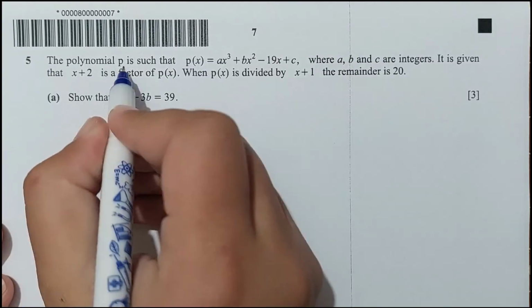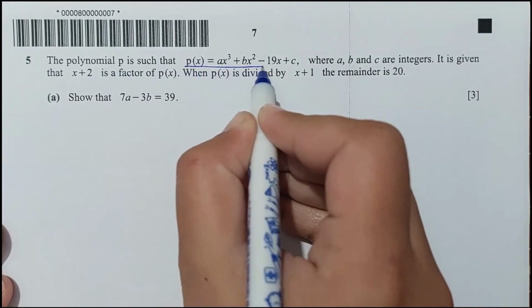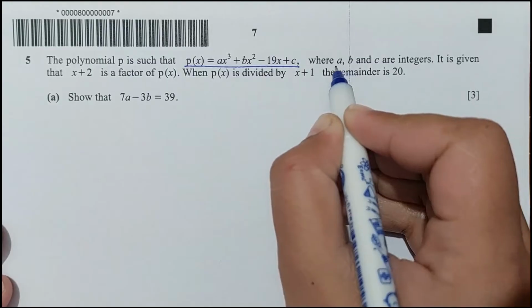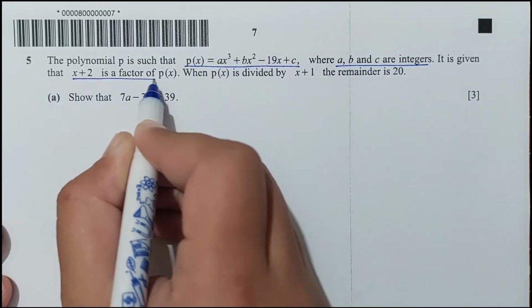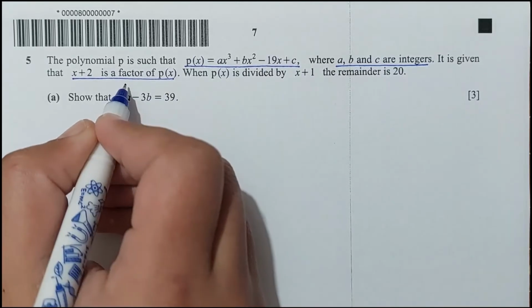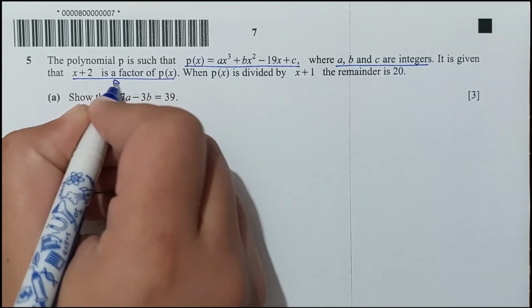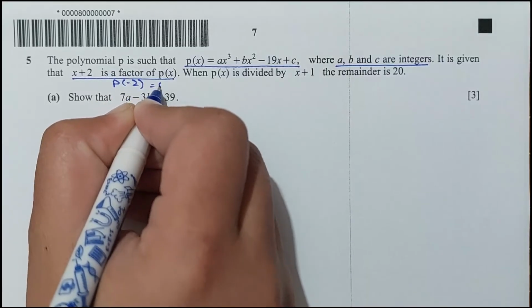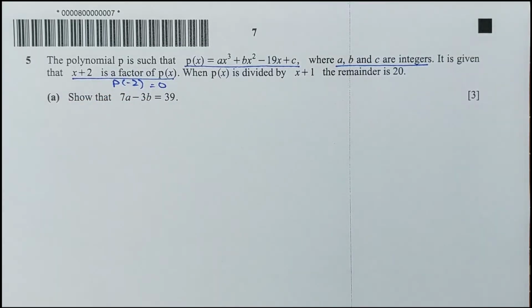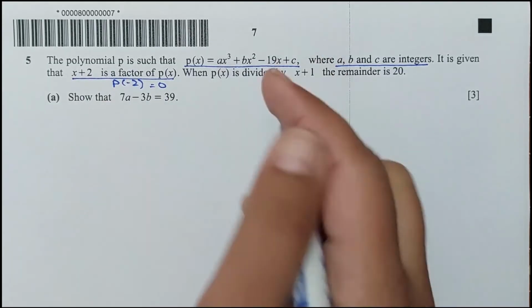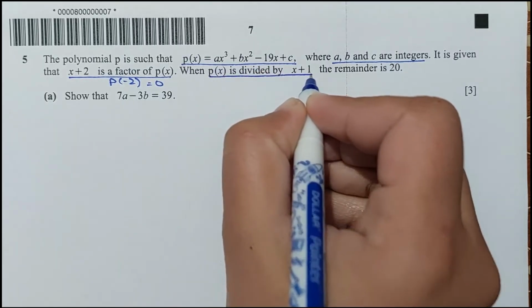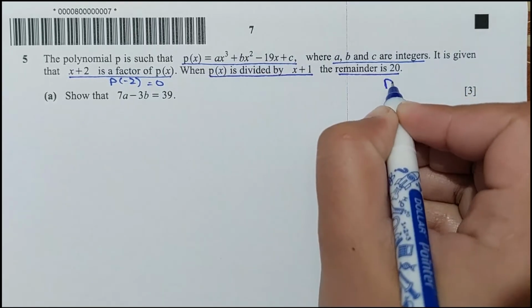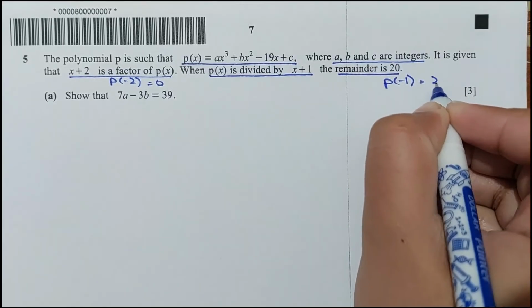Question number 5. A polynomial p is such that p of x equals this, where a, b, c are integers. It is given that x plus 2 is a factor of the polynomial. So what does factor mean? Factor means p of negative 2 should be equal to 0, because when we solve, x should be equal to negative 2. It means the remainder is 0. When p of x is divided by x plus 1, the remainder is 20. It means p of minus 1 should be equal to 20.